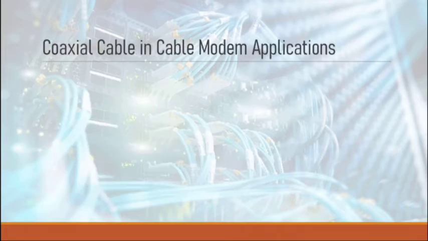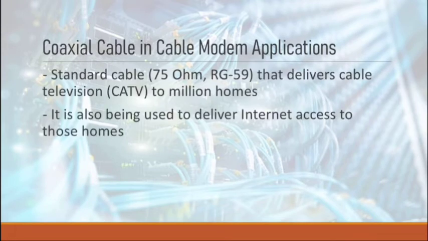Coaxial cable in cable modem applications. Standard cable with 75 ohm and RG59 delivers cable television or CATV to millions of homes. It is also being used to deliver internet access to those homes. Cable modem internet access uses broadband technology to carry internet data signals and cable television channels on the same medium. Typical cable modem connections provide 256 kbps or 512 kbps bandwidth to home users. But the technology is capable of carrying data at much higher rates.